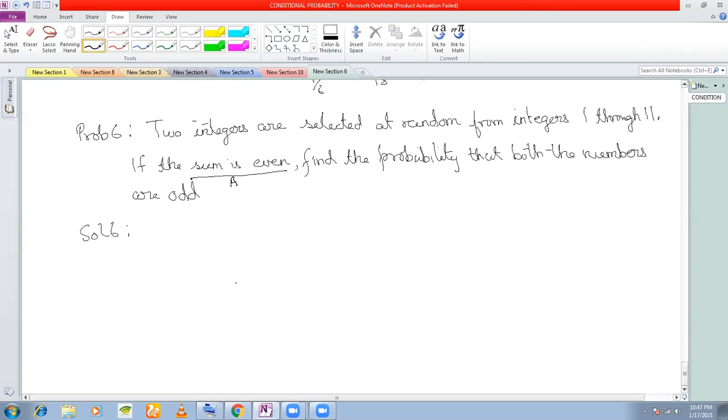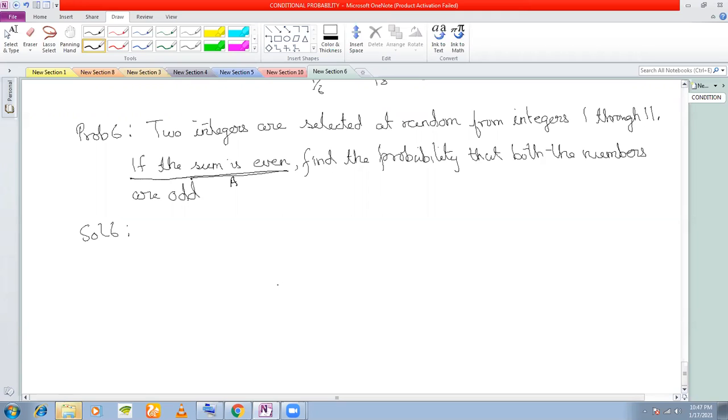They have not mentioned the word conditional. Have they mentioned the word conditional? No, sir. They have not mentioned the word conditional, only to confuse you. But what should make you think that this is a problem from conditional probability? This sentence: if the sum is even.